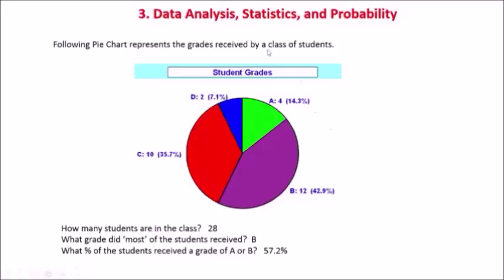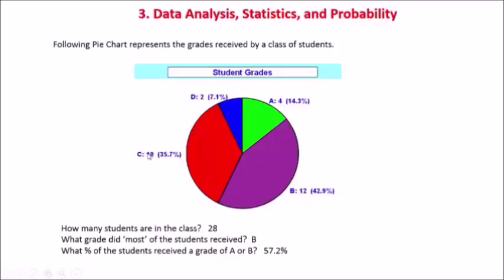compute the percents. For example, out of 28 people, how many people got A? 4 people got A. So 4 divided by 28 times 100, if you do that, that will be equal to 14.3%. Okay. Similarly, B, 12 out of 28 students got B. So 12 divided by 28 times 100 is 42.9%. So that's how you get this percent.